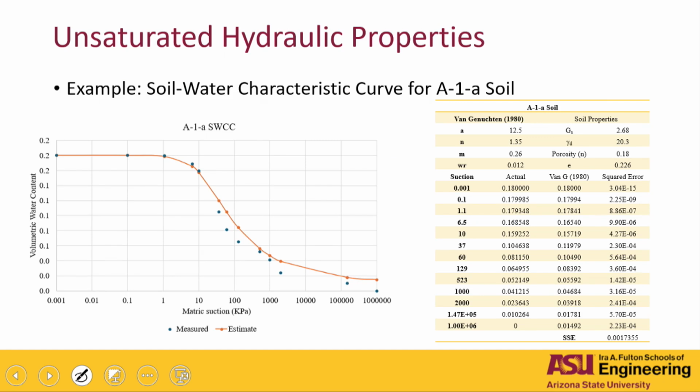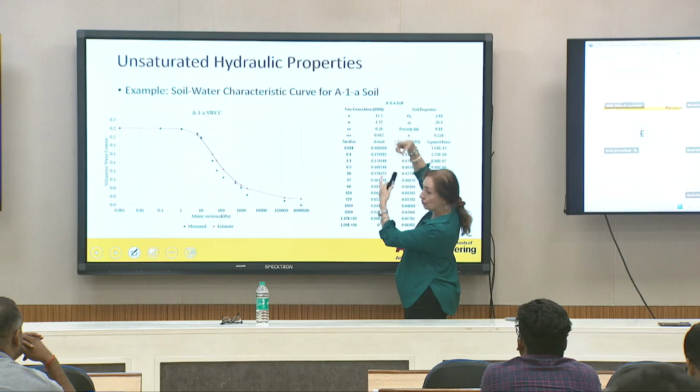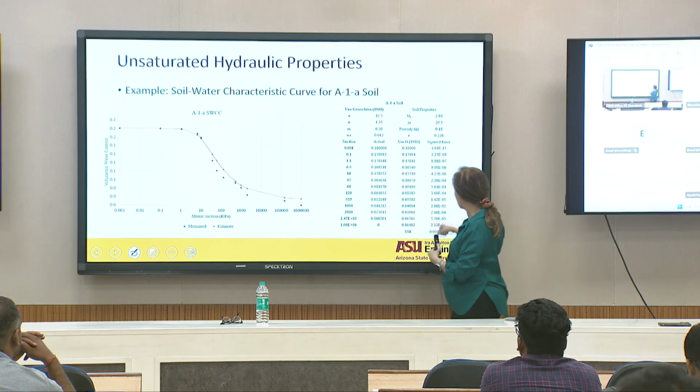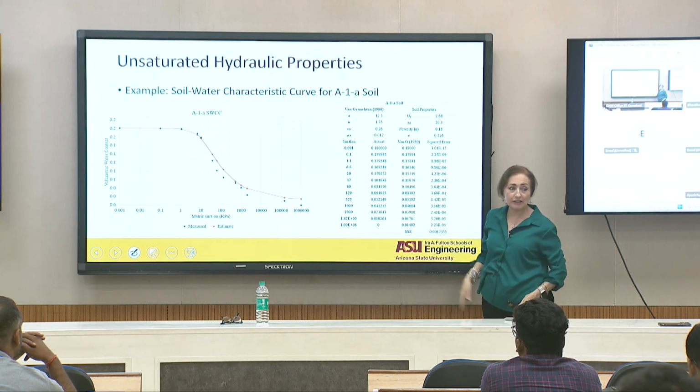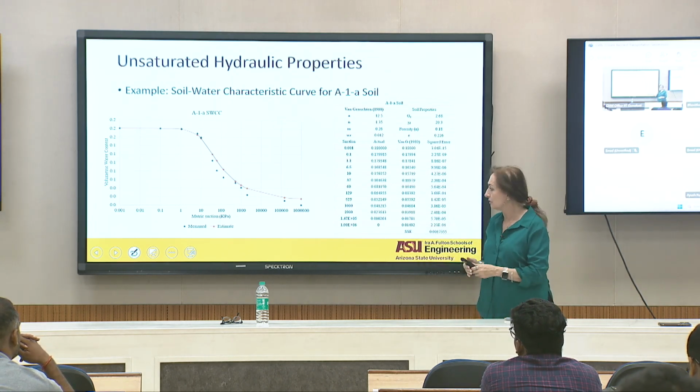If you want to run a little bit of Solver, okay, here is how to obtain A, N, and M with the Van Genuchten equation. And these are the actual squared errors that you get. Usually you have the actual value and the predicted value, and you try to minimize the sum of the squared errors. This is done by changing these parameters until you get that sum of the squared errors minimized, right? And then you get the best fit to your data.